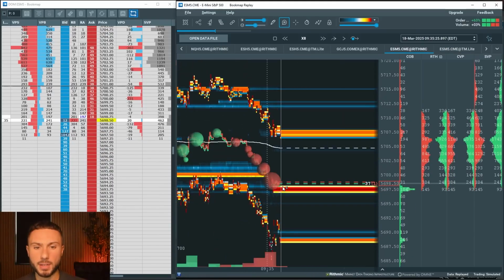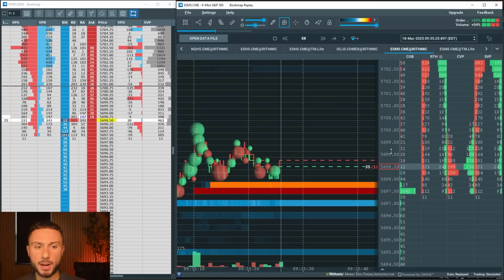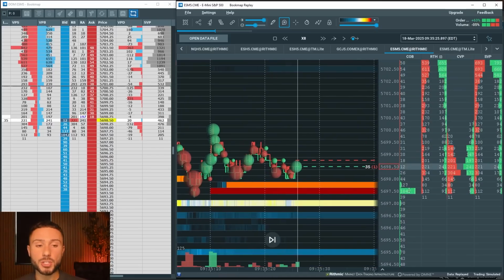I'm now going to go to this heat map right here. And we could see 1,042 contracts at 5,697 and a half. If I were to hold my cursor over this, we could see a large passive buyer sitting here. And on the depth of market, we could see the same exact thing: 1,042 at 5,697 and a half.